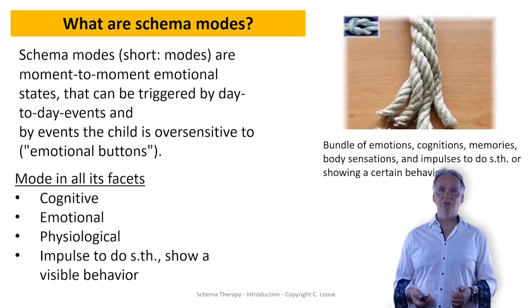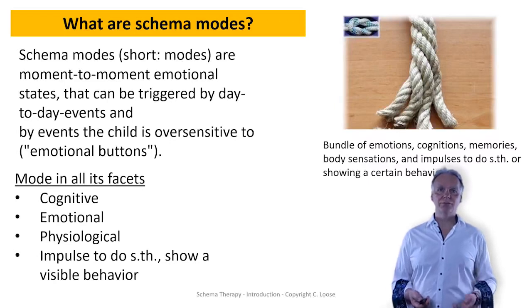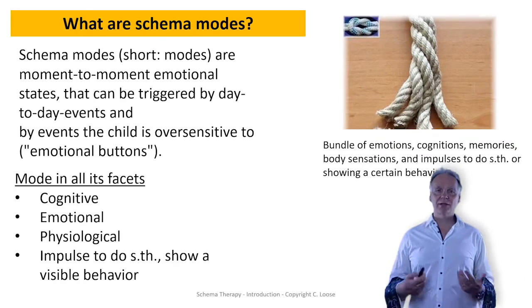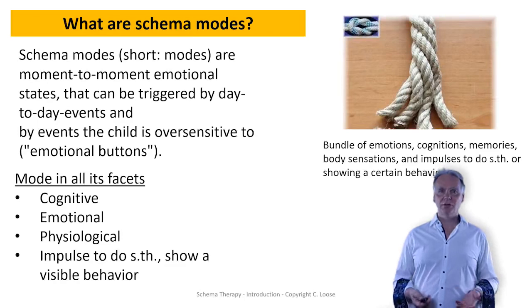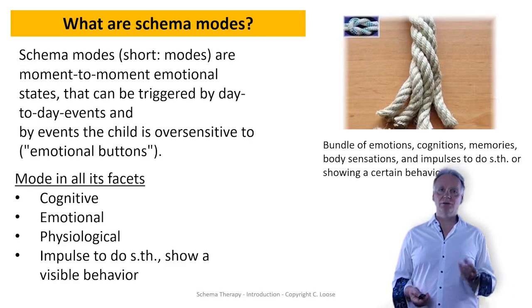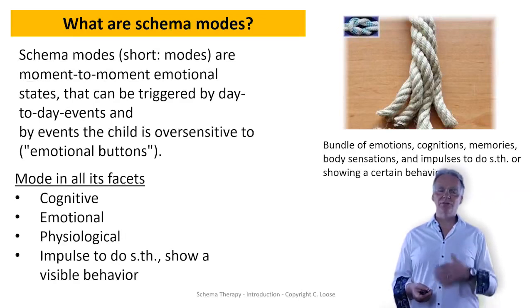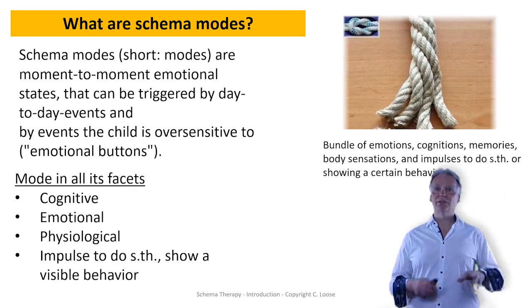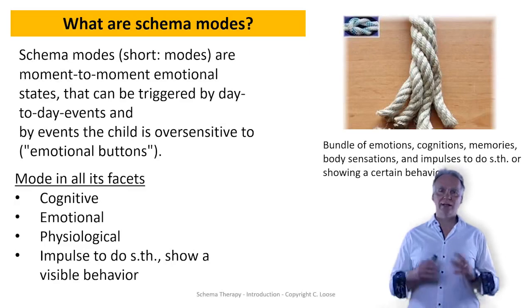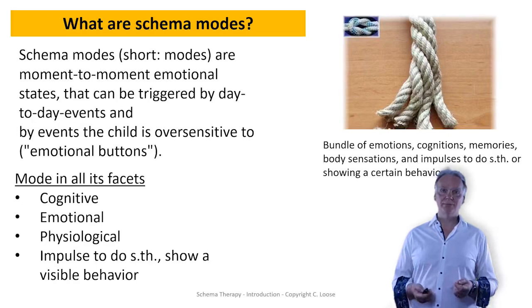We have emotions, we have cognitions, memory and body sensations, and also a tendency to do something or to respond in a motoric or behavioral way. So this is all connected to each other, and it's really difficult to separate the cognition from the emotion, from the body response. So we regard them as intertwined and work with them all together.